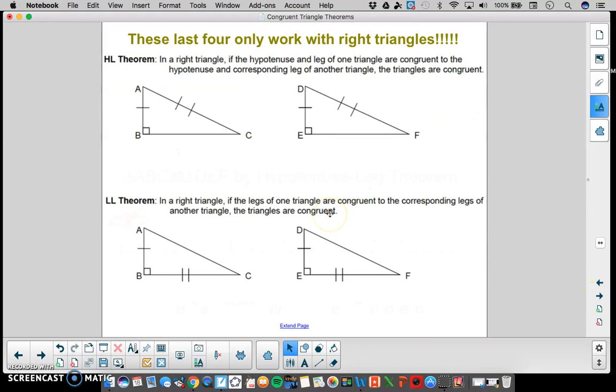The last four theorems only work with right triangles, so be careful and make sure you have a right angle in both triangles before you try and use one of these theorems.